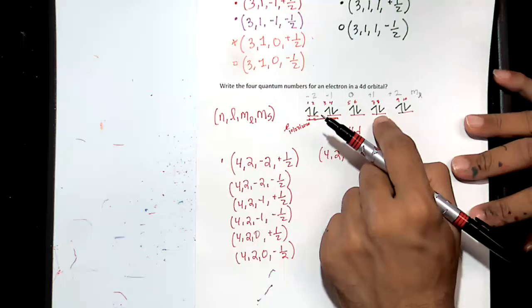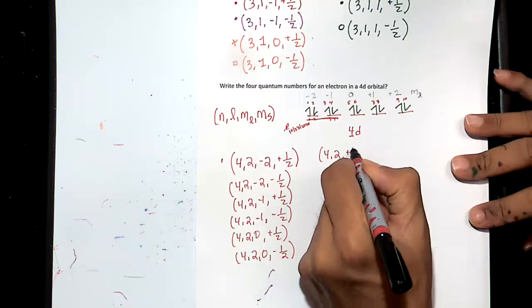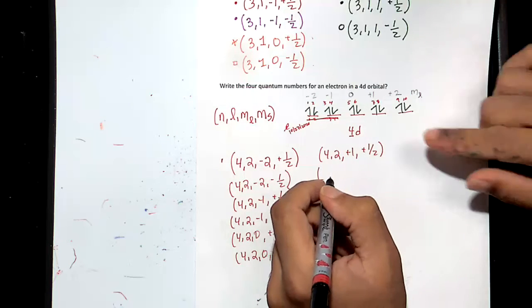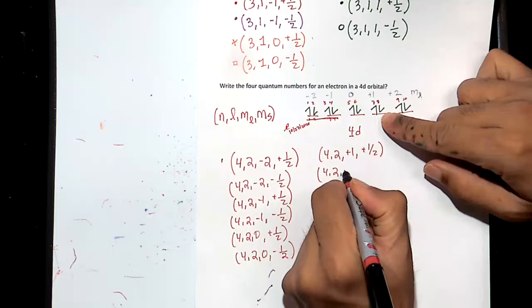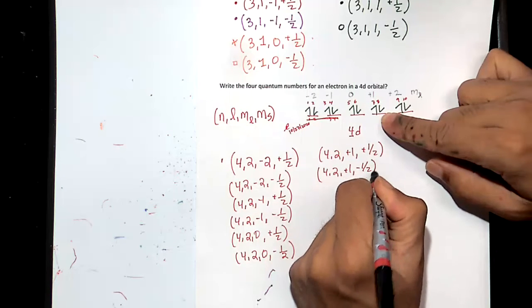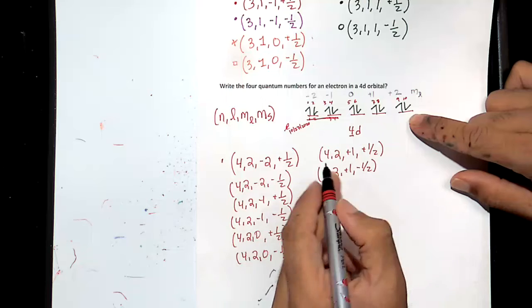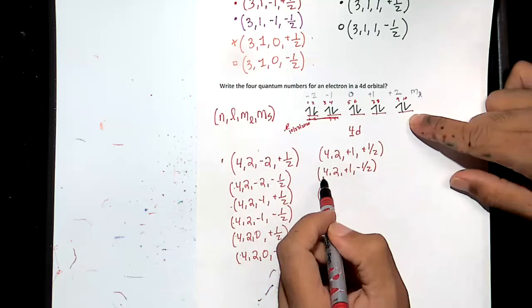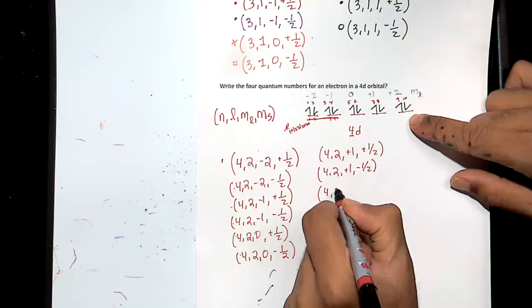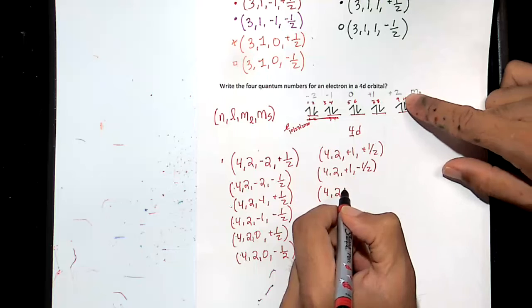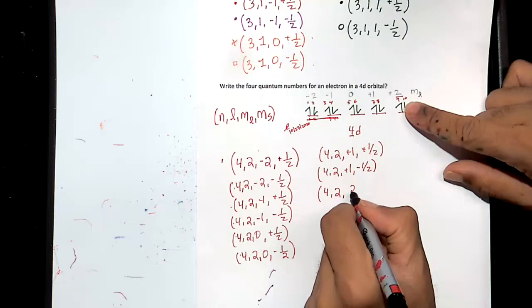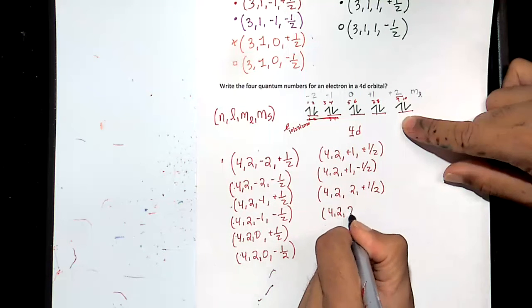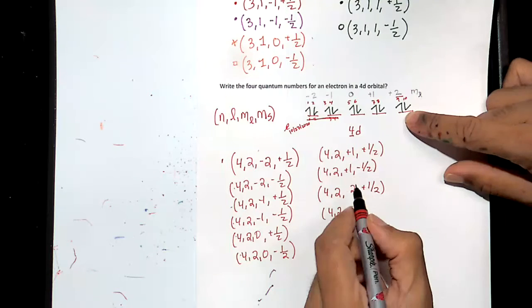Okay, 4, 2. What's next here? +1 +1/2. Okay. 4, 2 +1 -1/2. Spin down. Okay, my last slot. Are we all good? 4, 2, 2. Right? This is 4, 2, 2. Spin up plus 1/2. And then finally 4, 2, 2, minus 1/2.